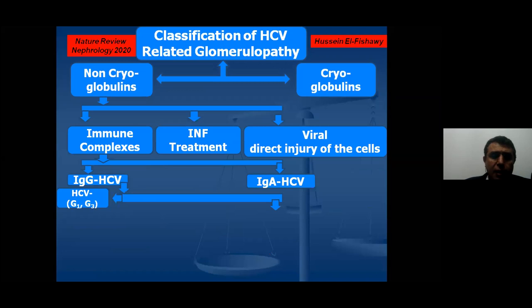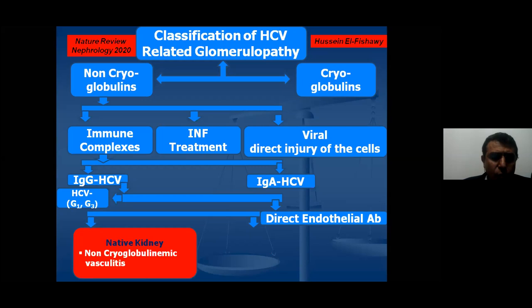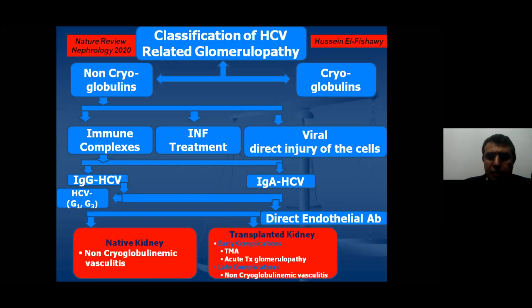If we have hepatitis C virus IgG, it may produce direct endothelial antibody. This direct endothelial antibody can produce, in the native kidney, what is known as non-cryoglobulinemic vasculitis, and in the transplant kidney, thrombotic microangiopathy, acute transplant glomerulopathy, and late complications such as non-cryoglobulinemic vasculitis. Of course, whether the process is due to direct endothelial antibody versus cryoglobulins and others, each of these entities has a different management line. So let us see hepatitis C infection in renal patients.